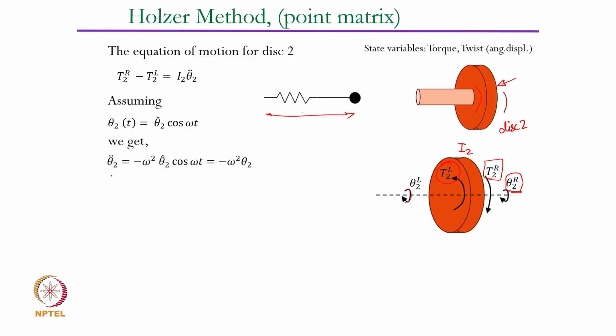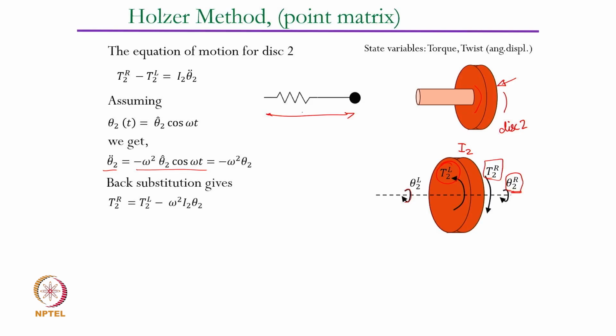So when we are assuming a principal motion, assuming that there is a harmonic natural mode vibration that is taking place, then theta 2 cos omega t represents the harmonic vibratory motion. Now when that happens, theta 2 double dot can be shown to be minus omega square theta 2 cap cos omega t, which actually means equal to minus omega square theta 2. Theta 2 is basically the time dependent twist.